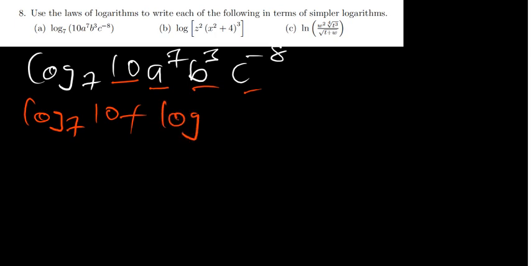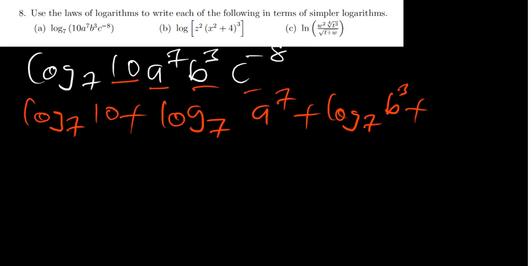log base a. Everything is going to be in base 7. Okay, base 7 of a to the power 7 plus log base 7 of b to the power 3 plus log base 7 of c raised to the power negative 8.